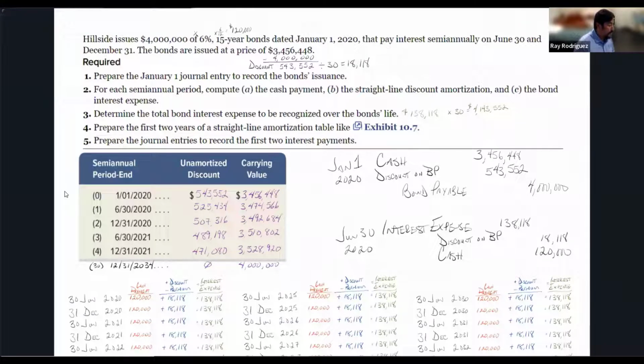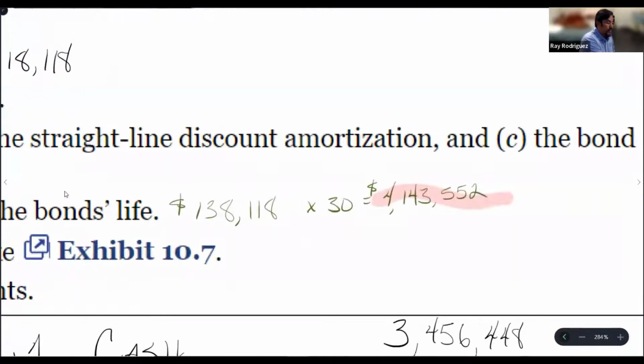3 says, what's the total interest expense for the bond's life? We've calculated that the interest expense is $138,118. We know we've got 30 payments, 15 years, 2 payments a year, 30 payments. So multiply 138,118 by 30, and we get the total interest expense over the life of the bonds.